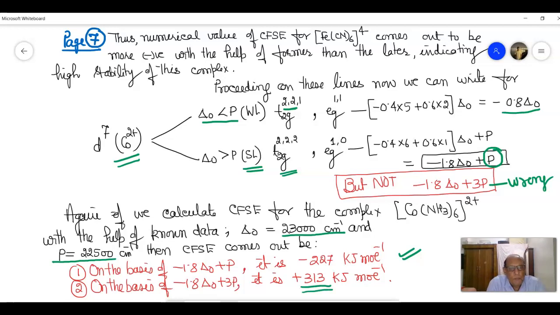I think this discussion removes all the misconceptions regarding calculation of CFSE for the metal ions having configurations d4, d5, d6 and d7. Because you have seen that for the other configurations, there is no problem whether ligands are strong or weak. There is no question of addition of any electron pair energy. That doesn't come into the picture for those configurations.